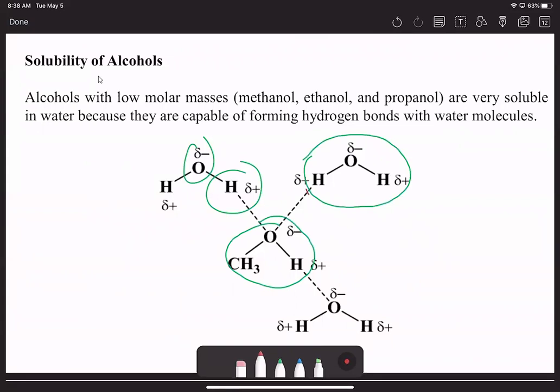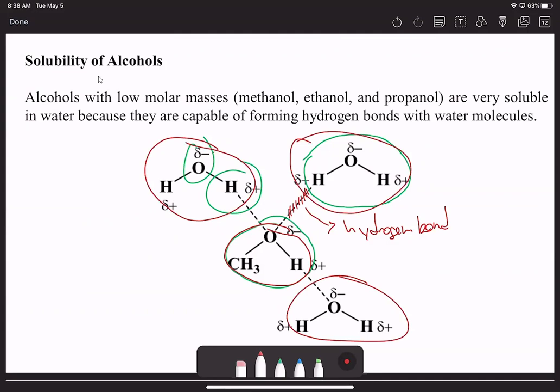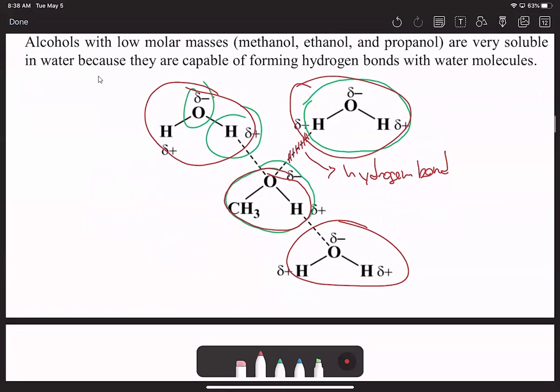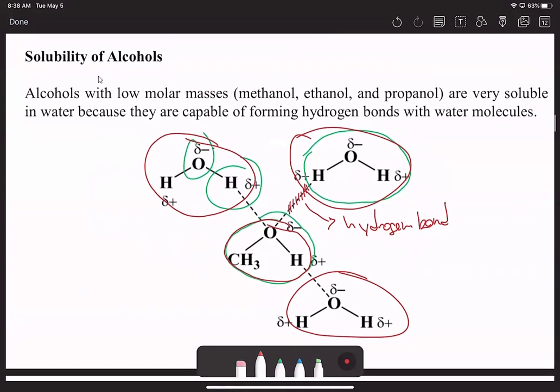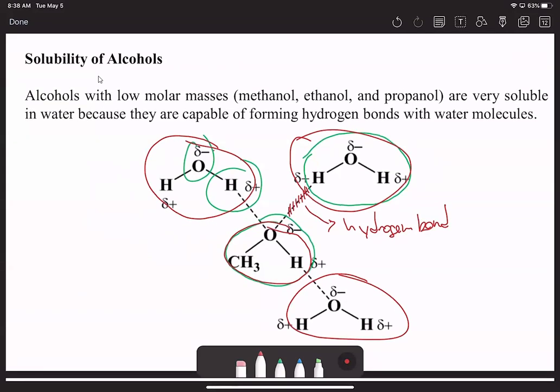So here, what we can form is this hydrogen bond. And remember again, these hydrogen bonds form between molecules. So this one's actually forming between methanol and water, and then I have another water molecule, another water molecule. And you can see that this one methanol is almost completely surrounded by water. So some alcohols can dissolve in water.